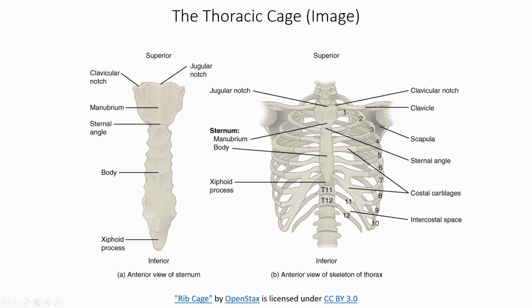With the ribs, we have our 12 pairs. The ribs articulate in the back here with the thoracic vertebra, and then here in the front we see the costal cartilages connecting the ribs to the sternum, which forms our breastbone. We also see up here the clavicle or the collarbones articulating with the manubrium of the sternum as well.